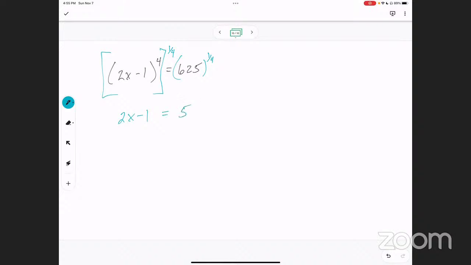Now hold on, this is where we have to be careful. Remember, because it's an even root, you have to write plus or minus 5, because it could be negative 5. Whenever it's an even root that you're doing, you have to include the negative as well as the positive. So you're going to have 2 solutions here: 2x minus 1 equals 5, and 2x minus 1 equals negative 5, and solve each of them separately.